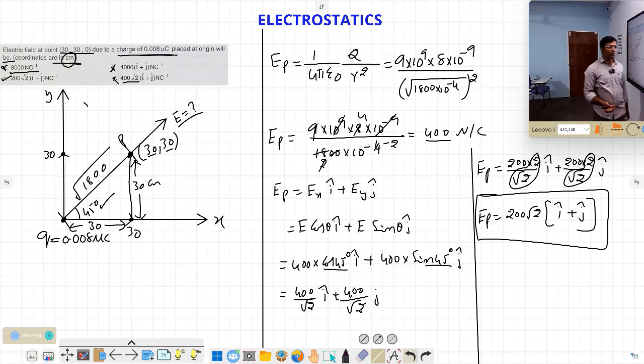What are the units of this? That is Newton per coulomb. It is a vector based expression. That's the next topic. We are going to discuss electric dipole, and further discussion will be done after the completion of the topic.